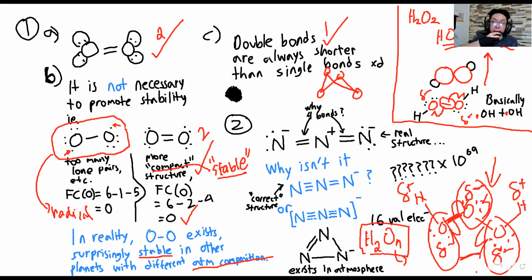Pwede mong sabihin dito, bond length is inversely proportional to your bond strength. If you have double bonds, you'll have greater bond strength. If you have greater bond strength, you'll have a shorter bond length. Yun yung sagot dito. Kapag nakatagpo ka ng mga ganitong tanong, you always remember this explanation. So far, for number 1, you have 5/6. Kasi ito kulang lang, insufficient.